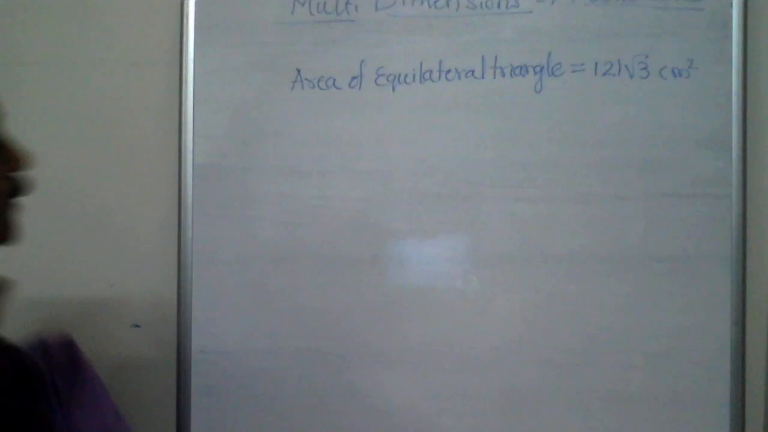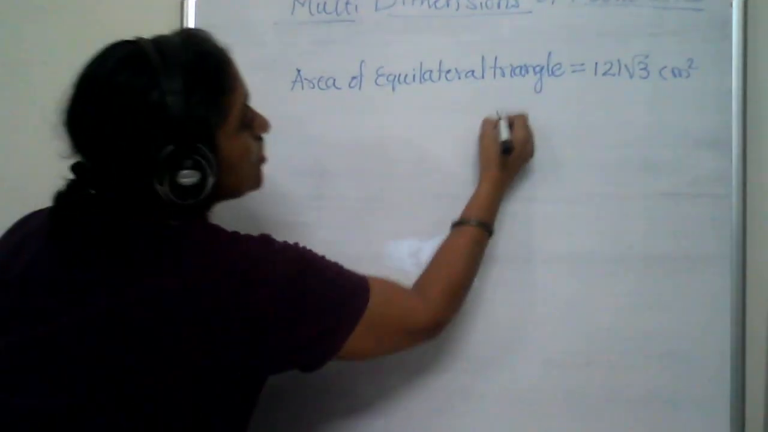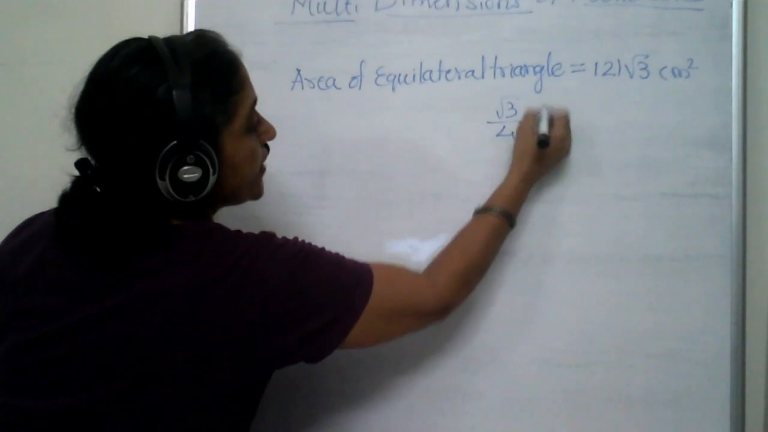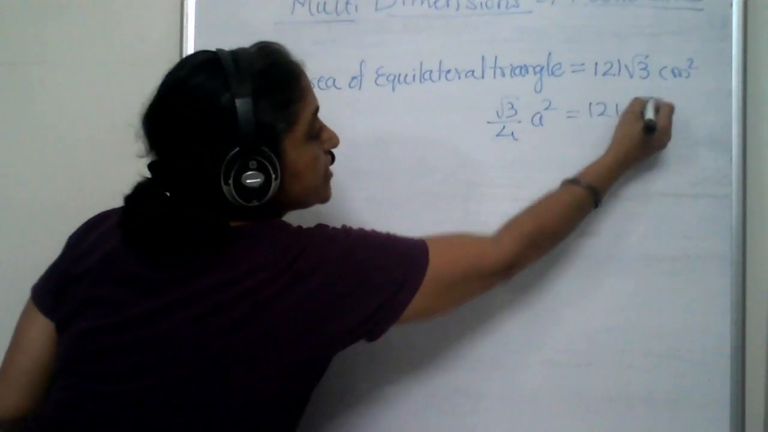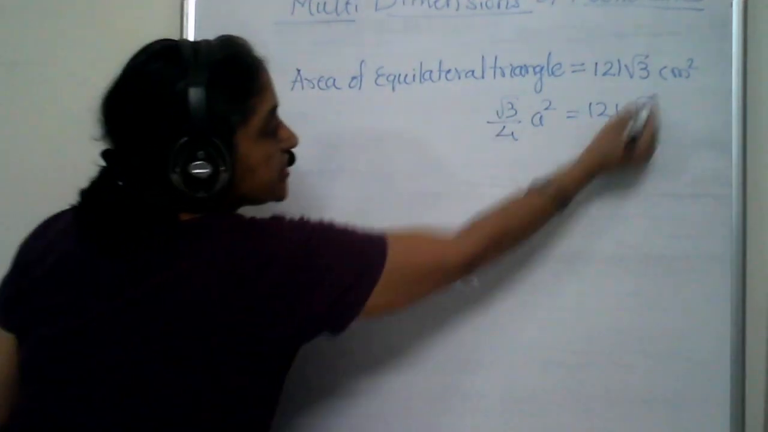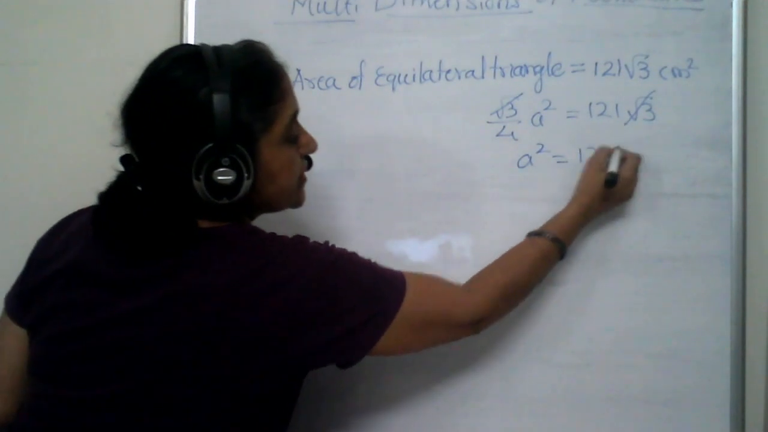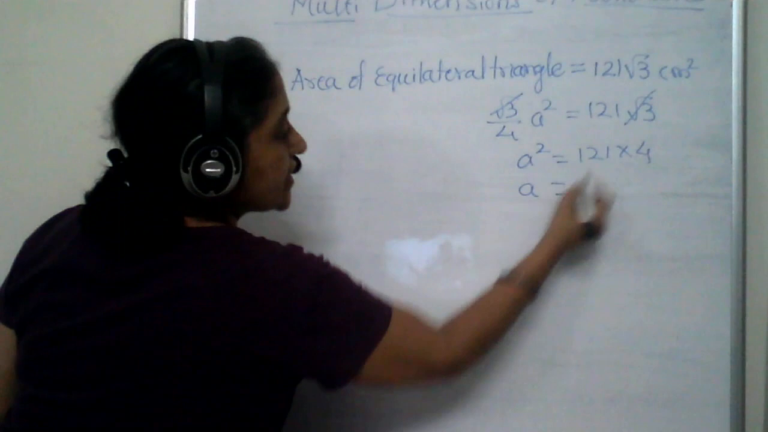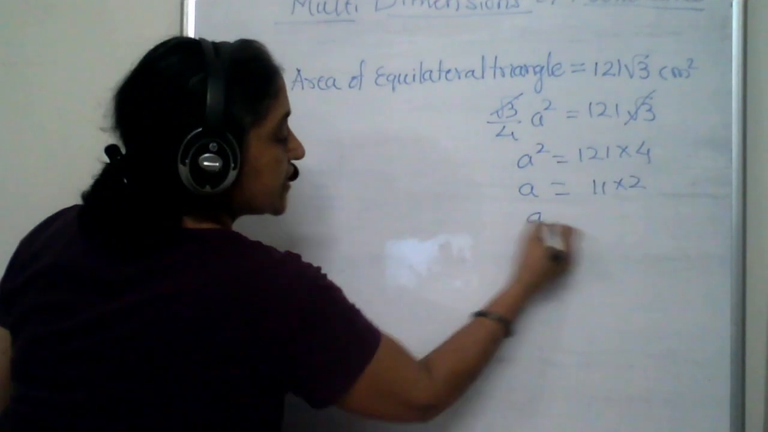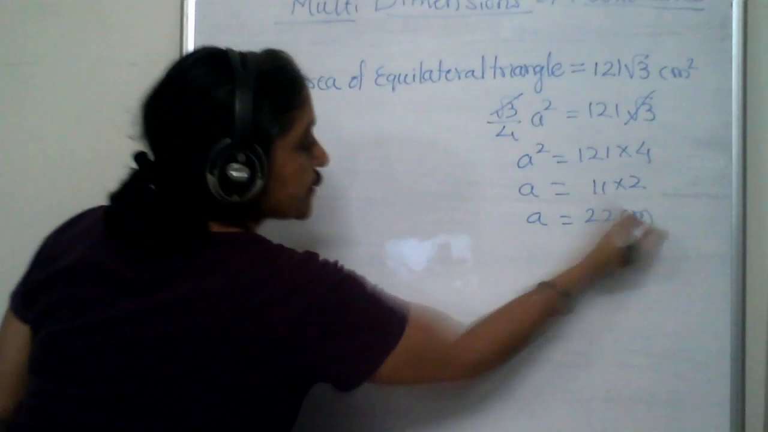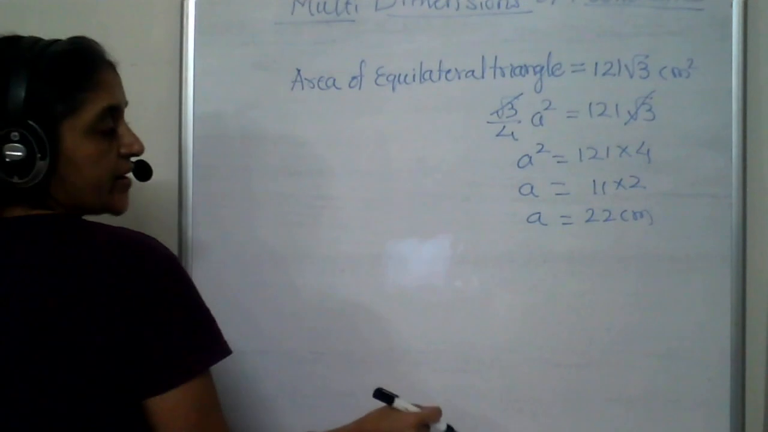Now area of equilateral triangle. The area of an equilateral triangle is given by root 3 upon 4 a square. A is here the side of the equilateral triangle. So we have 121 root 3 here. Now you know that root 3 on either side, you can cancel it. Now a square is equal to 121 into 4. Now you know a can be the square root of this and the square root of this: 11 into 2. That means a is what? 22 centimeter. Okay, I did not multiply, but I directly found the square root.